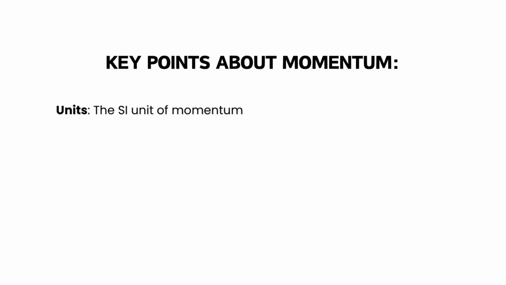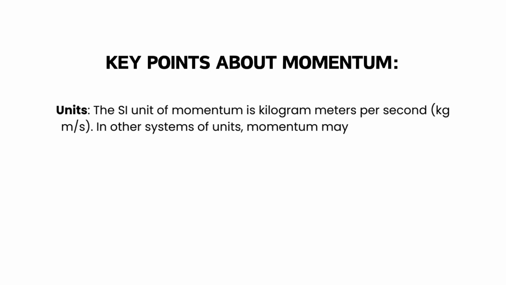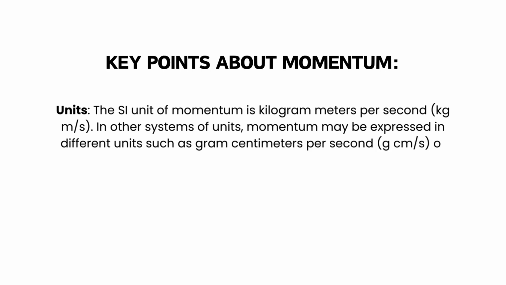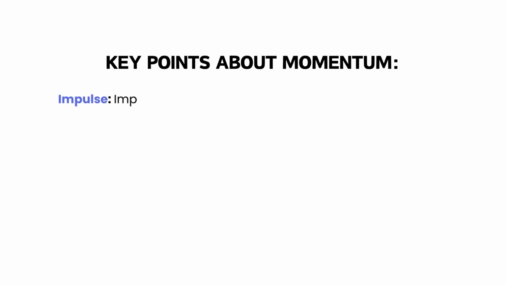Units. The SI unit of momentum is kilogram meter per second, kg·m/s. In other systems of units, momentum may be expressed in different units, such as gram centimeter per second or pound feet per second. The fourth one is impulse.